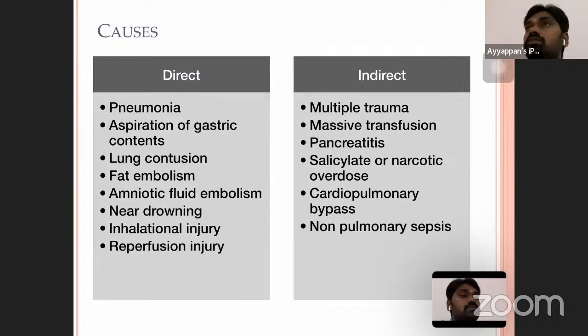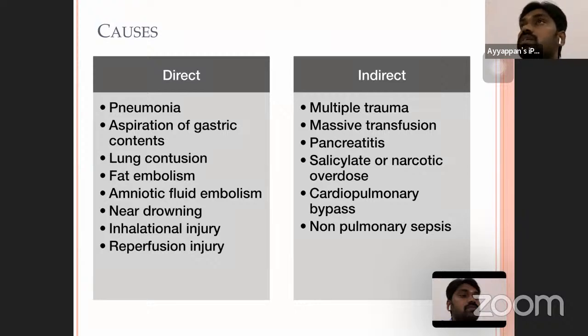What are the indirect causes? When we discuss the pathophysiology, we'll be discussing in brief or in detail why there are direct and indirect causes for ARDS. Okay, so the indirect causes are polytrauma, most commonly without lung contusion, and massive transfusion, sepsis, pancreatitis, and cardiopulmonary bypass.